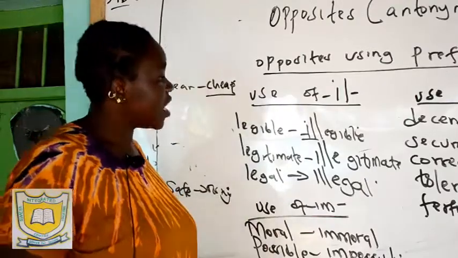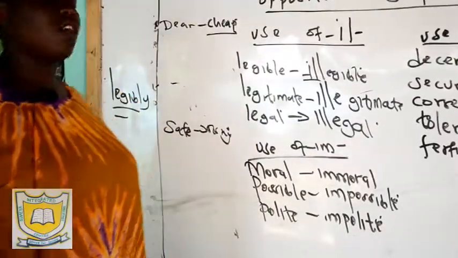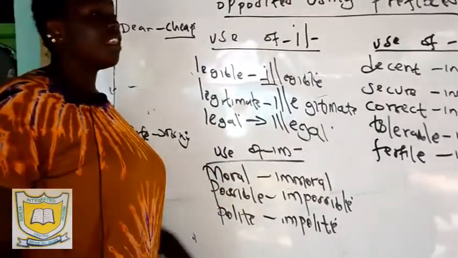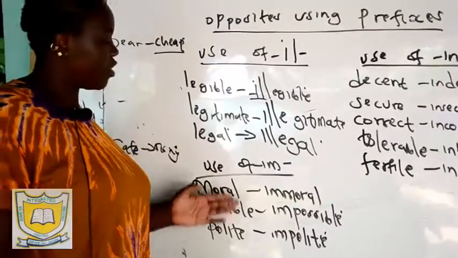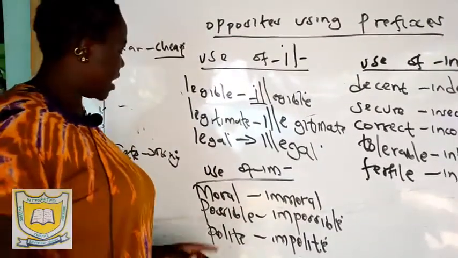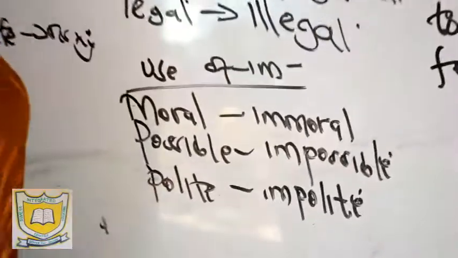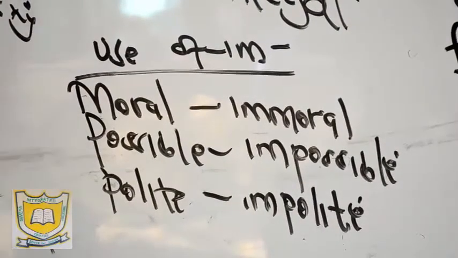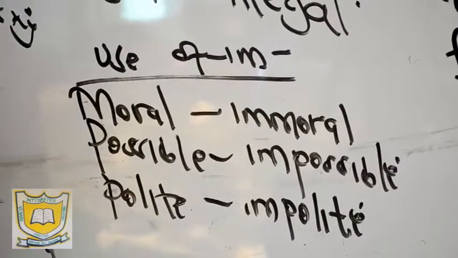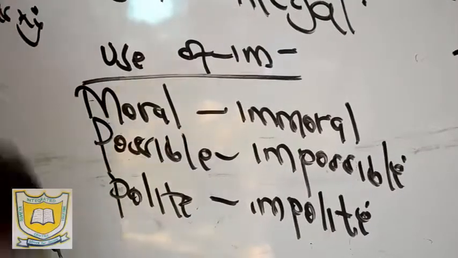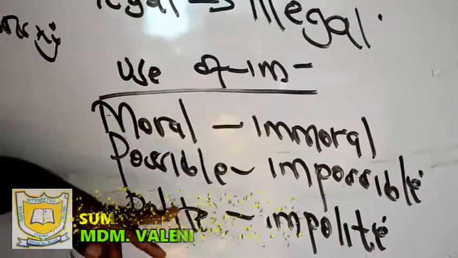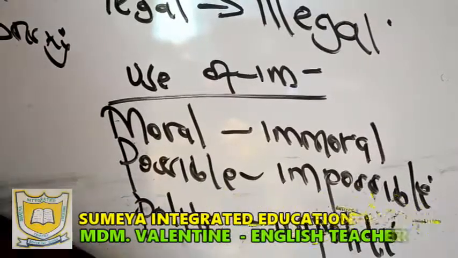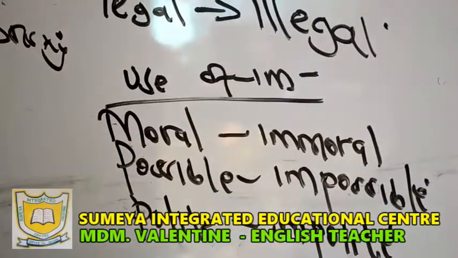Now, use of "im" as a prefix to come up with the opposite. We have moral. If you are not moral, we say you are immoral, bad manners. If something is not possible, we say it is impossible. Is it possible to travel from here to America? And then somebody is going to say it is impossible. And then you say polite. If someone is not polite, that person is impolite.